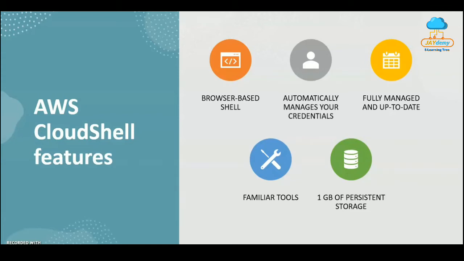Cloud Shell comes with 1 GB of persistent storage for your home directory. Persistent storage enables you to store your frequently used scripts and configuration files between Cloud Shell sessions. For more details on persistent storage, I am providing a user guide link in the description. You can check it for full details.